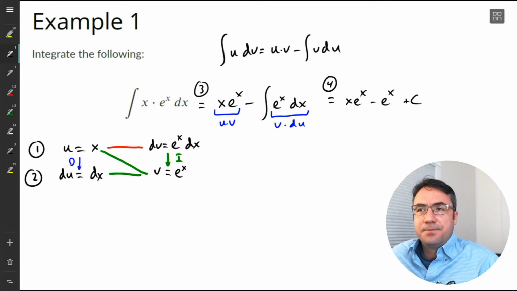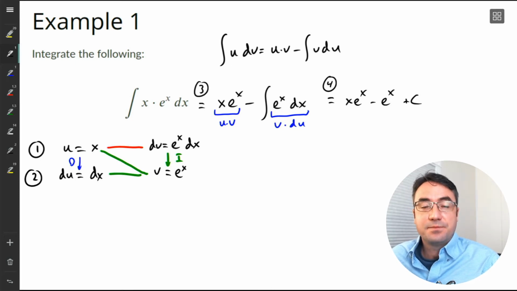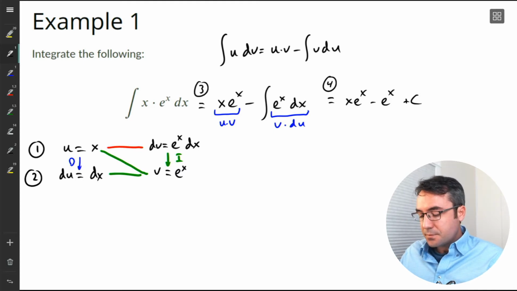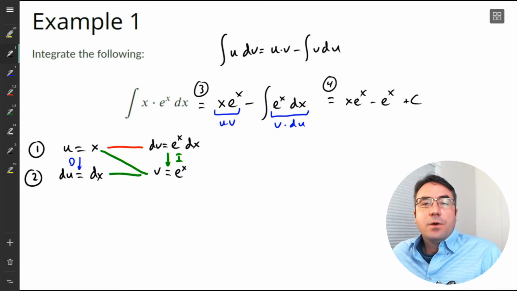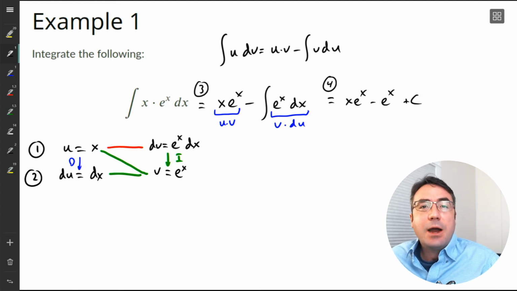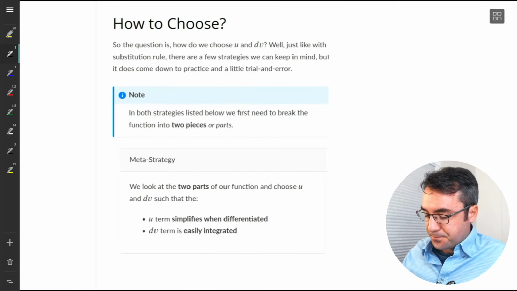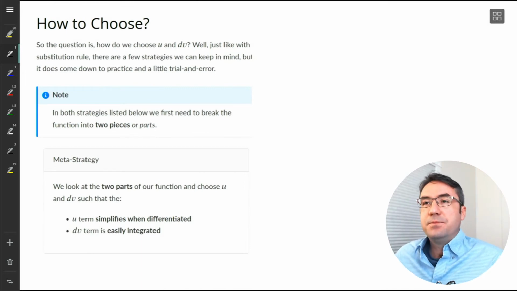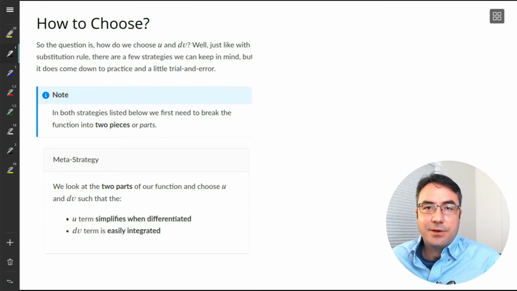All right, so that's really how the process works. It's picking u, picking dv, calculating du, calculating v, plugging into the formula, and then keep going. All right, so let's talk a little bit more about how we pick u and how we pick dv. So, you might be wondering, why did we pick u to be x, and why did we pick dv to be e to the x?